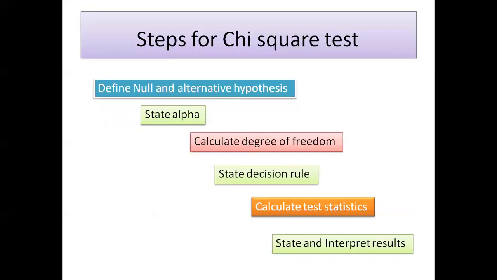Now comes the different steps for the chi-square test. First of all, you need to define the null and alternative hypothesis. What is the null hypothesis and what is the alternative hypothesis, I'll explain. Then we need to state the alpha error. What is the alpha error, I'll also explain in a further slide. Then you need to calculate the degree of freedom. Then the decision rule. You need to calculate the chi-square test and then give the interpretation. So these are the different steps for the application of the chi-square test.